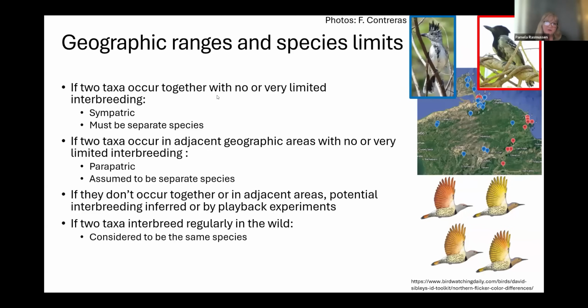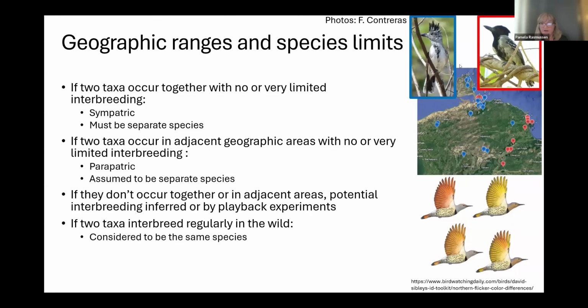We also can use some aspects of geographic ranges to help establish species limits. For example, if two taxa occur together in the same area during the breeding season without interbreeding or with very little interbreeding, then they're what we call sympatric, meaning occurring together, and by definition, they're separate species. If two taxa occur in adjacent areas that don't have major geographic barriers, but have very little or no interbreeding, then we call them parapatric.